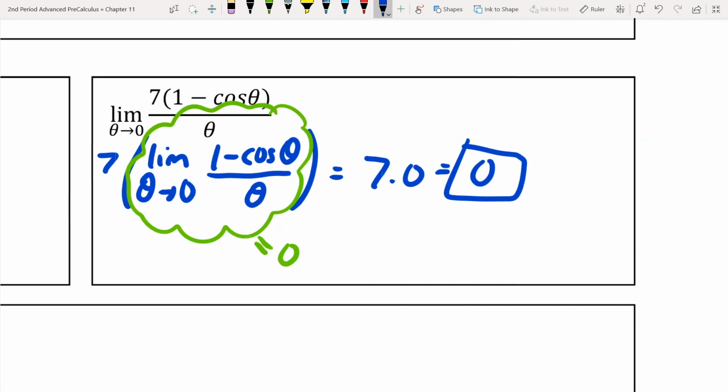So once again, if you created a table and you put in numbers on the left getting really close to 0, and then numbers from the right getting really close to 0, you would see that we would approach 0.